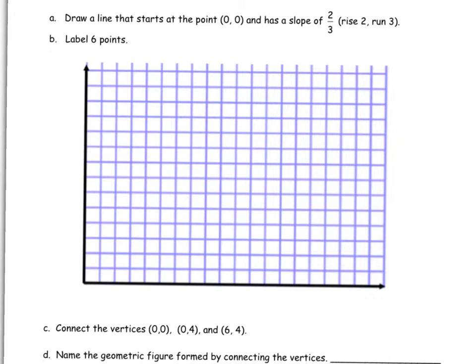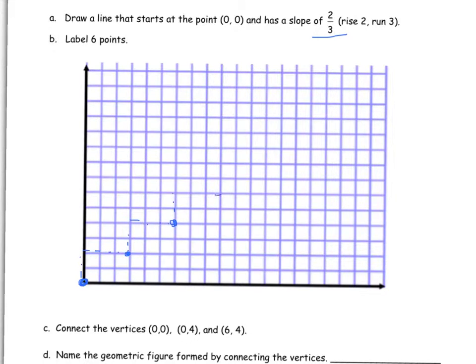All right, next question, we have to draw a line that starts at 0, 0. And you all know that it's there at 0, 0 in the corner. It says that it has a slope of 2/3, which means it has a rise of 2 and a run of 3. So I'm going to go, and I'll point to it first, up 2 over 3. Up 2 over 3. And every time I stop, I'm going to put a new point. So I'm going to go up 2 over 3, put a point. Up 2 over 3 and put a point.